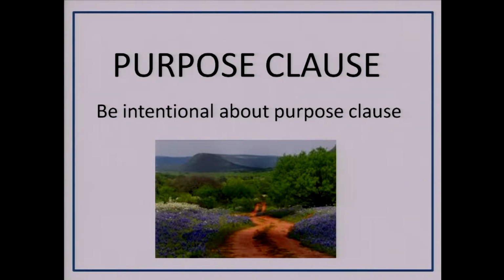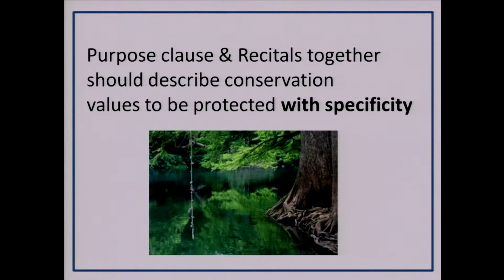The reason that I mention this is that there are still some templates floating around, largely from federal agencies, that are simply platitudes. They have a bare purpose clause and then recitals that would apply to any property anywhere in the country. We really need, as David mentioned, to have the purpose and recitals together describe the conservation values to be protected with specificity. There are a couple of examples in the handout. One is a rather economical statement of purpose and recitals, and the second one is a more detailed recitation of purpose and recitals that was adapted from a transaction Thomas and I did a couple of years ago.